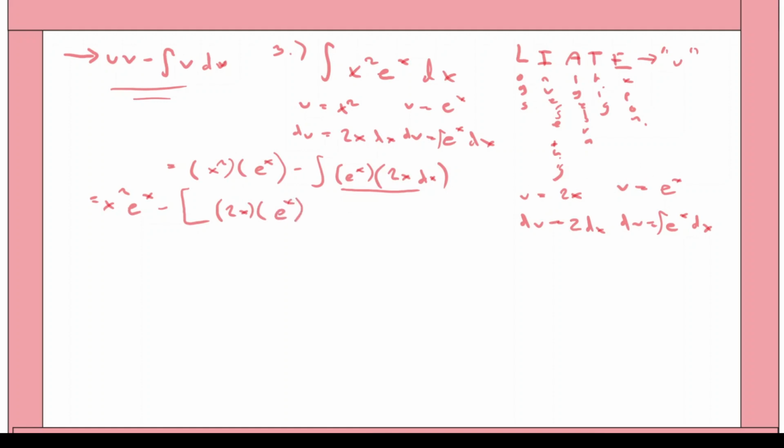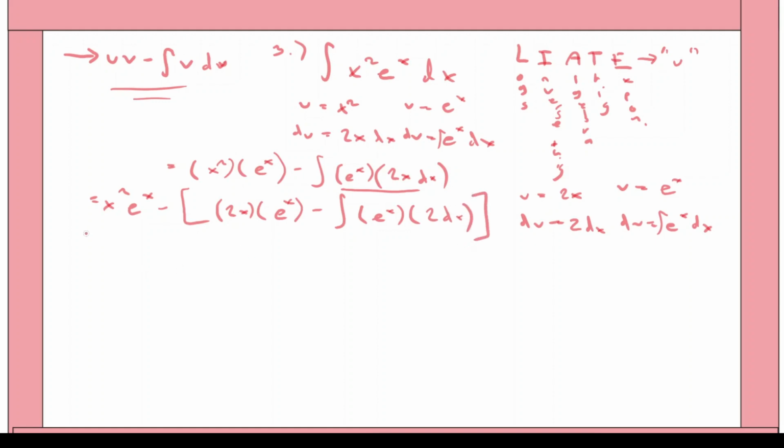Okay, so just the same as before. We're just using it again. We're just repeating integration by parts. And then our v is e to the x once more. And then our du this time is 2 dx. So 2 dx. So now we can work with this.